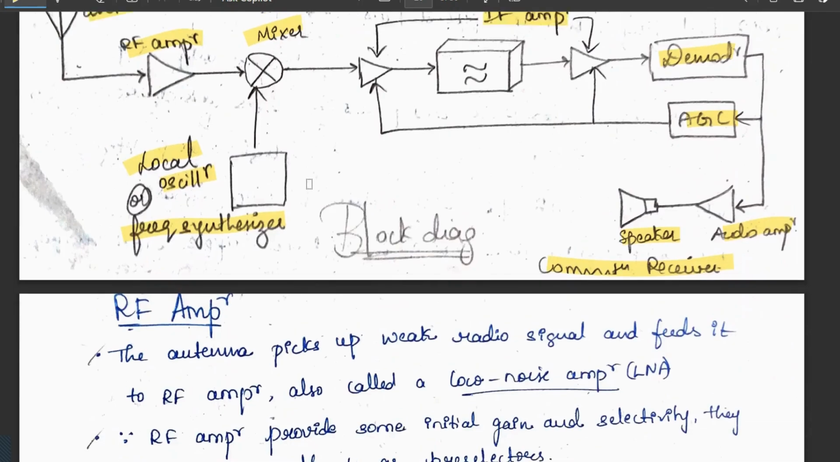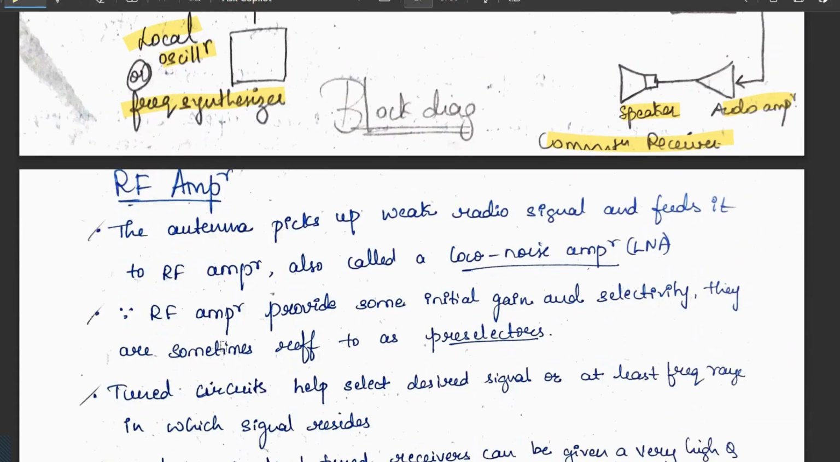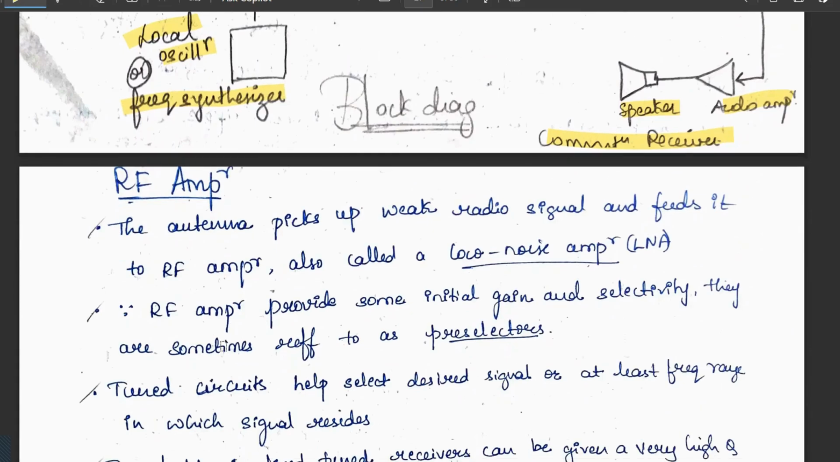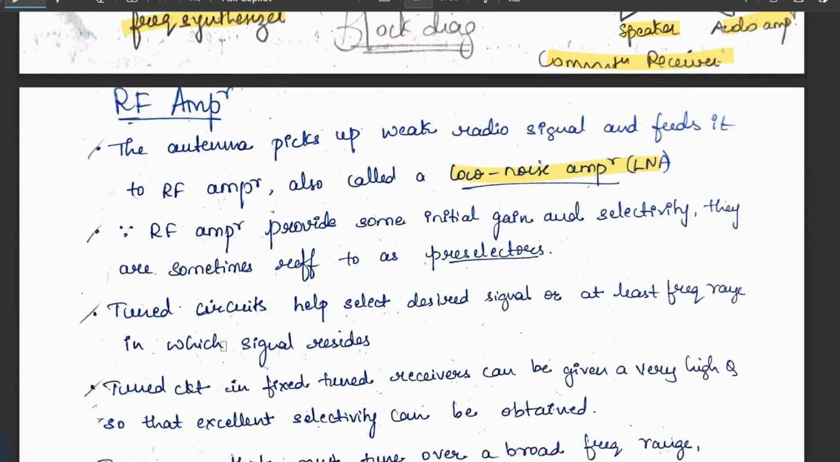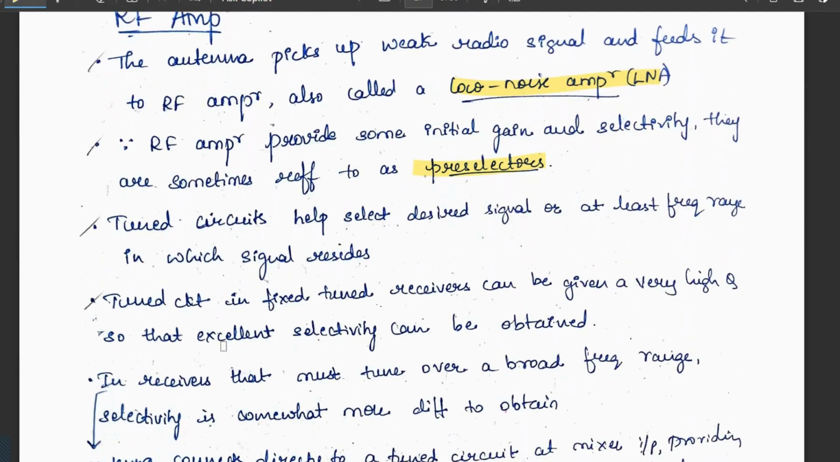Here we will explain one by one. RF amplifier: the antenna picks up the weak radio signal and feeds it to the RF amplifier. It is called a low noise amplifier. This provides some initial gain and selectivity. They are sometimes referred to as pre-selectors. Tuned circuits help select the desired signal or the frequency range in which the signal resides.